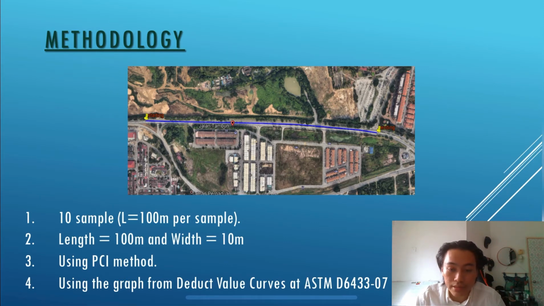To get the CDV value, we should refer to the graph of total deduct value in the ASTM PDF and find the value of Q. The fourth step is to calculate the pavement condition index for each sample. Lastly, for each sample we prepare a summary for the report from the calculations we made.